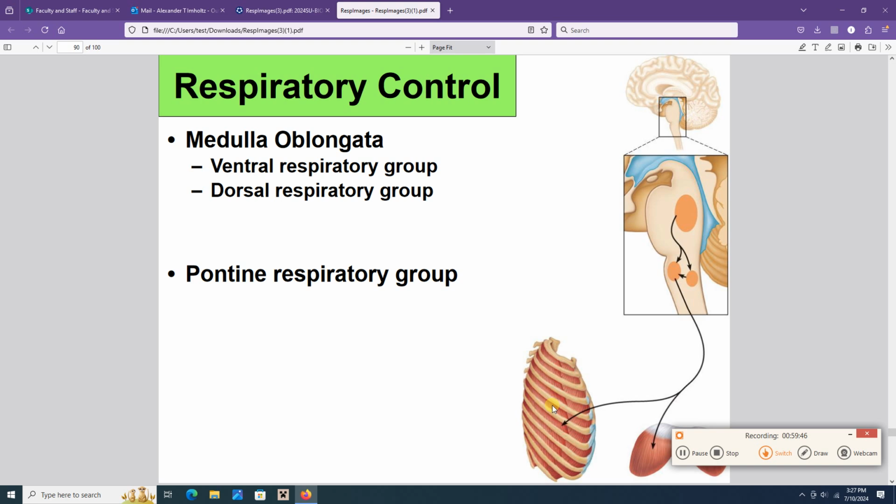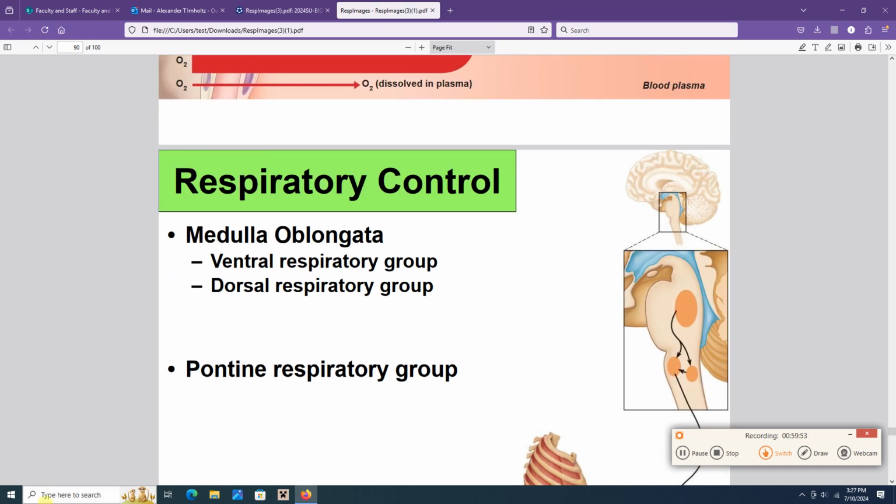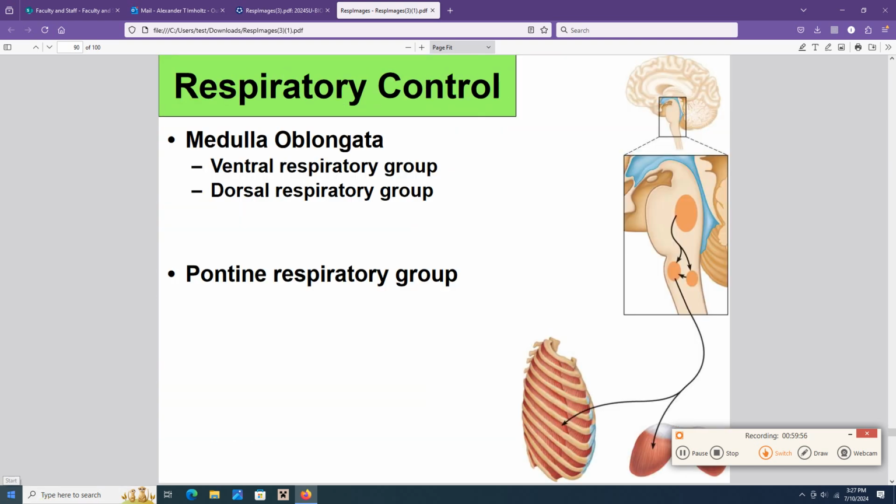What I want to talk about now is your control of respiration. Most of your respiratory control is going to happen in your brainstem, in your medulla oblongata and in your pons. So here's your pons right here. In your pons, you have a pontine respiratory group, a group of nuclei in the pons. In your medulla oblongata, you have a pair of respiratory groups, clusters of neurons. One in the back, called the dorsal respiratory group, and one in the front, called the ventral respiratory group.